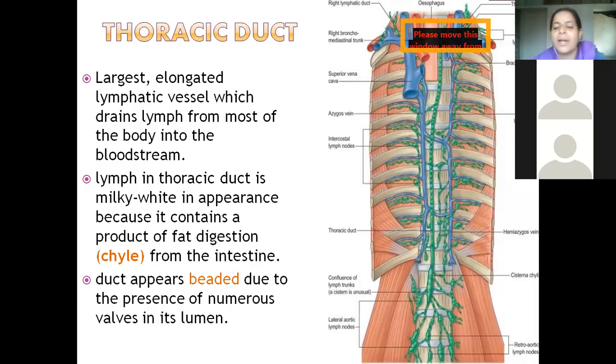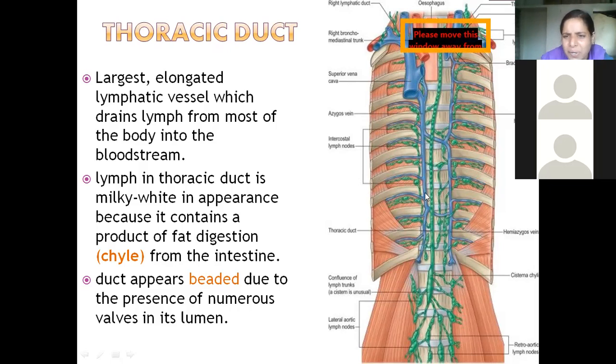The fluid is called interstitial fluid. That fluid will be collected by means of these lymphatic vessels. So these lymphatic vessels, finally the lymph should come into a big duct, no? This largest lymphatic duct is actually called the thoracic duct. But if you see the thoracic duct, it is beaded. Beaded means a beans-like appearance.